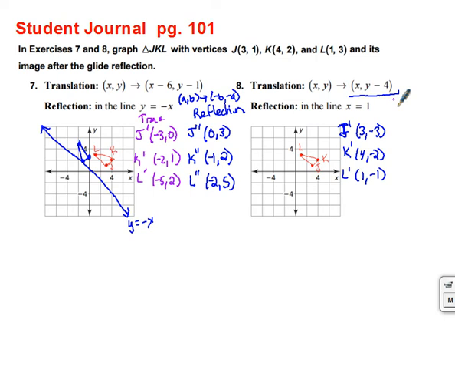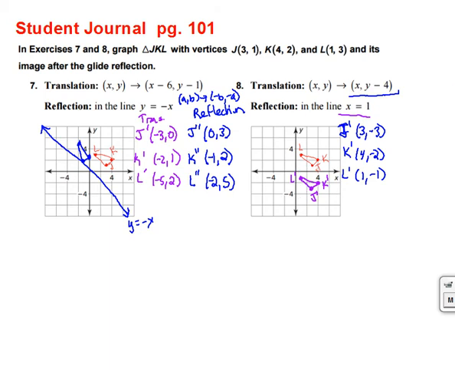Now let's do after the reflection, x equals 1. So let's go ahead and graph these real quick and see what they look like. Make sure we feel like they're okay. So 3, negative 3 is going to be right here. That's going to be J prime. And then we're going to have 4, negative 2 is right here. That's going to be K prime. Let me go ahead and leave my letters off until I see where my shape moved. So 4, negative 2 is K prime, and then 1, negative 1 is L prime. Alright, so that is after just the translation.